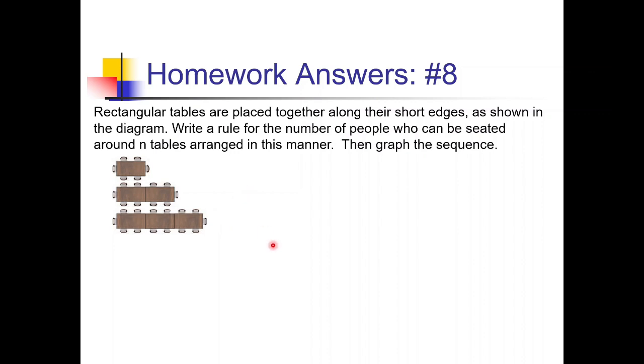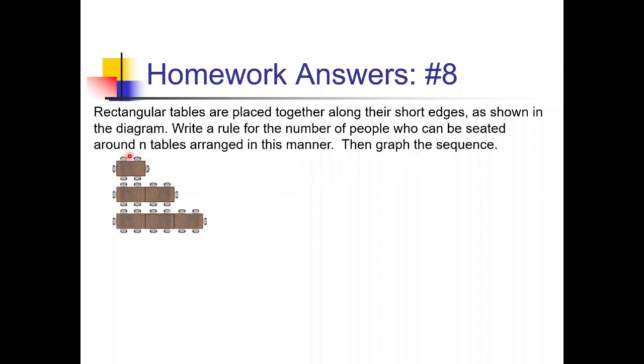For this table, it's dinner time. We've got some rectangular tables that are placed together along their short edges as shown here. So we've got 1 table, 2 tables, 3 tables, and we want to write a rule for the number of people who can be seated around n tables, however many that is, arranged in this way. Then they want us to graph the sequence.